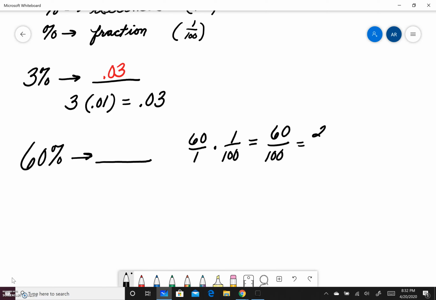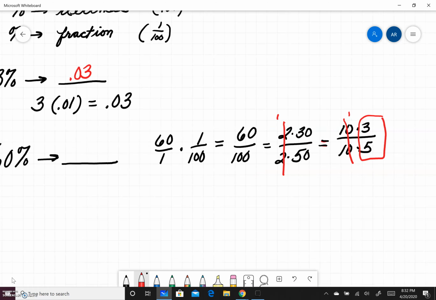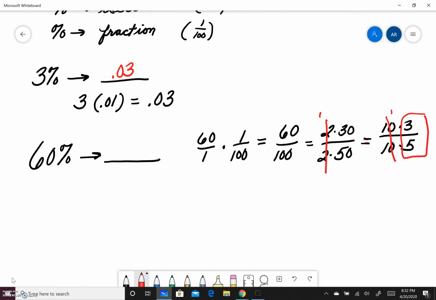So you can start with a 2 or 3 if you want. And if you use 2, you know that 2 times 30 is 60, and 2 times 50 is 100. And we can see our 2's, they reduce down to 1's. Okay? And we can see that with the 30 and the 50, we can take that down even further. We can get 10's out of that, because 10 times 3 is 30, and 10 times 5 is 50, and we can see the 10's divide out to 1. So this is our final answer right there. So 60% in fractional form in the simplest terms is 3 over 5.